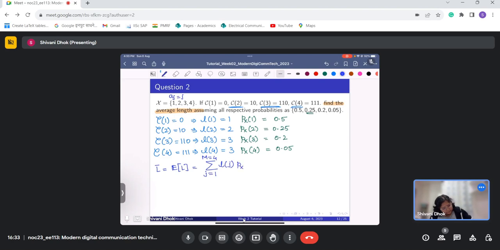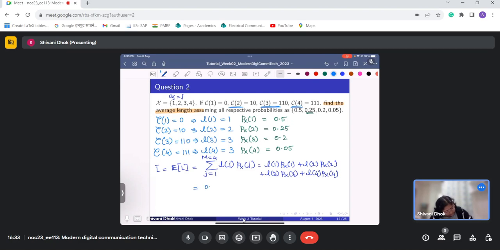into probability of it. So what we have here, if I write it properly, is length of 1 into probability of 1 plus length of 2 into probability of 2 plus length of 3 into probability of 3 plus length of 4 into probability of 4.